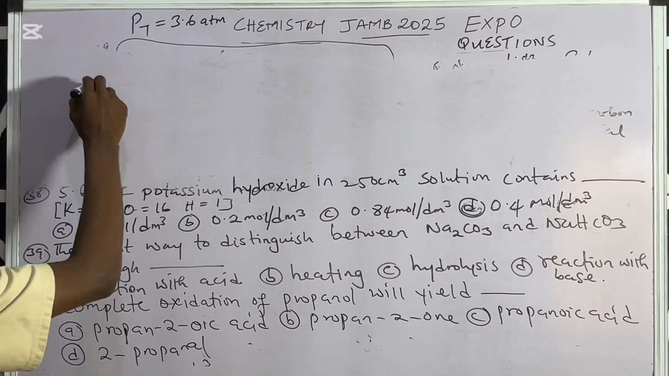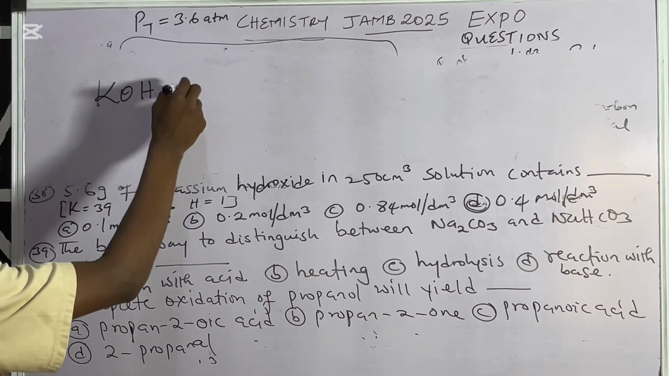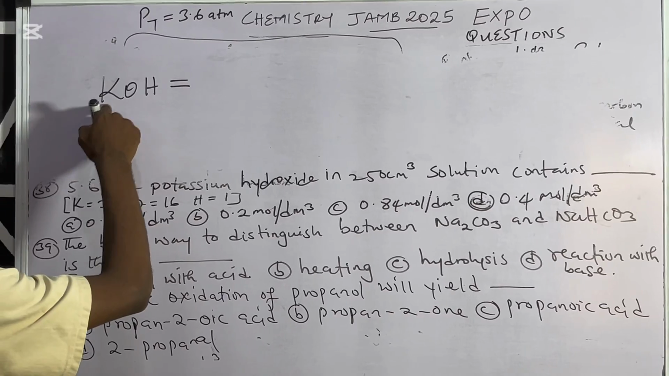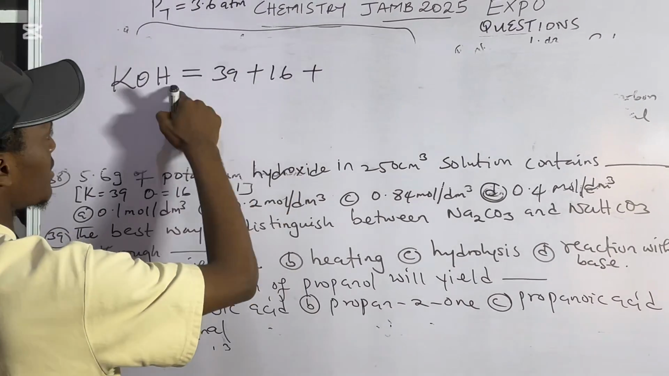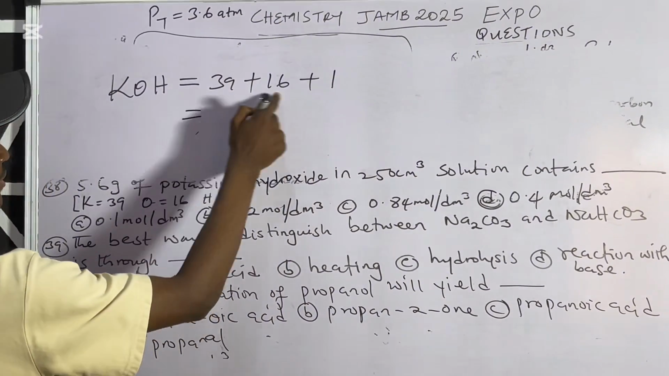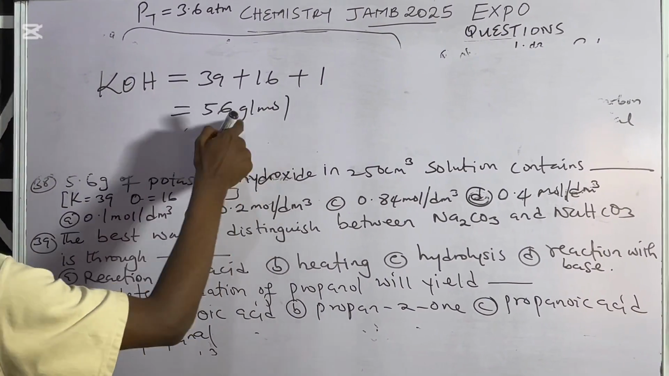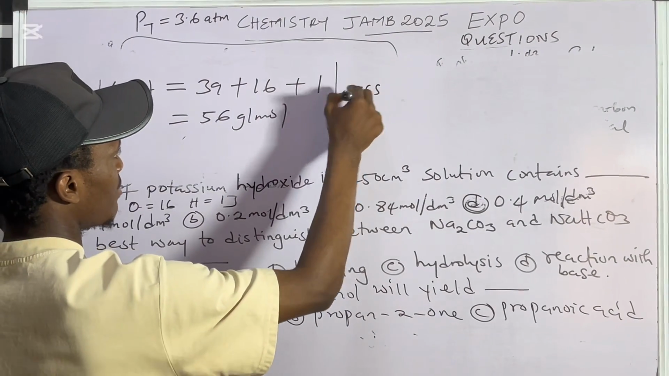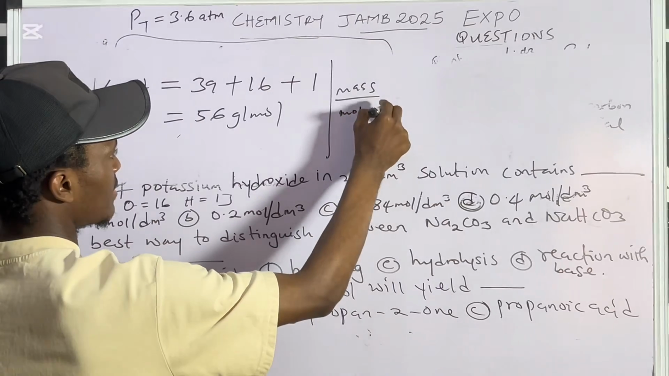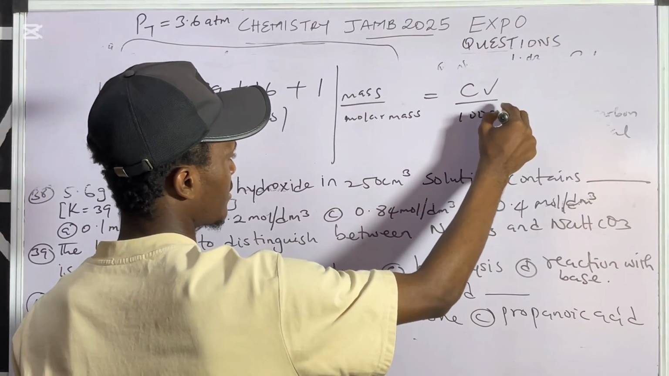This is very easy. Now, KOH is potassium hydroxide. To get the molar mass of this, potassium is what? 39. 39 plus oxygen is what? 16. Hydrogen is what? 1. When you sum up everything here, you should get what? 56 gram per mole. So if this is our molar mass, remember our chain formula now: mass over molar mass equal to CV over 1000 cm cube.